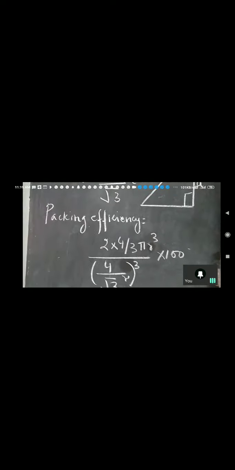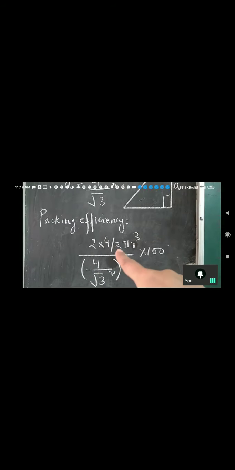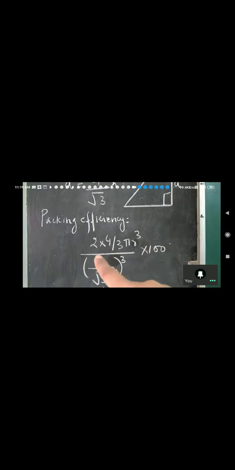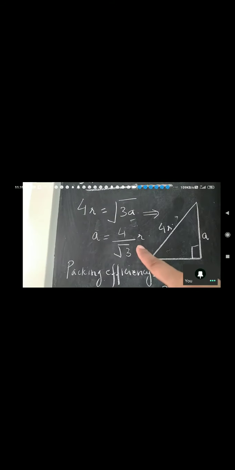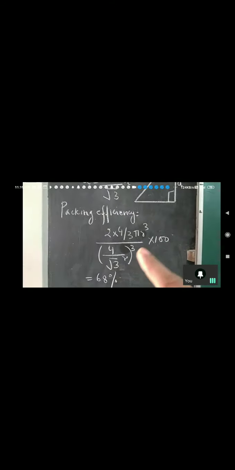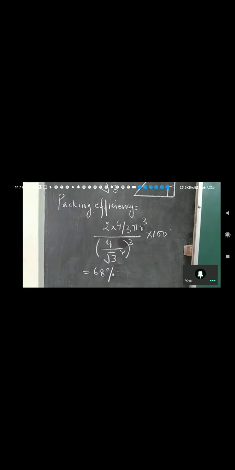Now what will packing efficiency be equal to? The number of atoms in the BCC structure is 2. So 2 into 4 by 3 pi r cube upon the cube of 4 by root 3 r, which we got from here. Now r cube and r cube will get cancelled, and pi will be 22 by 7. You can put the value of root 3, multiply by 100, and the value comes out to be 68%.